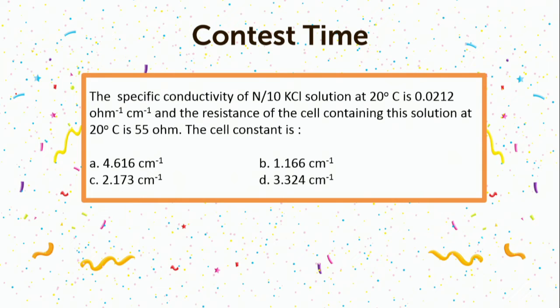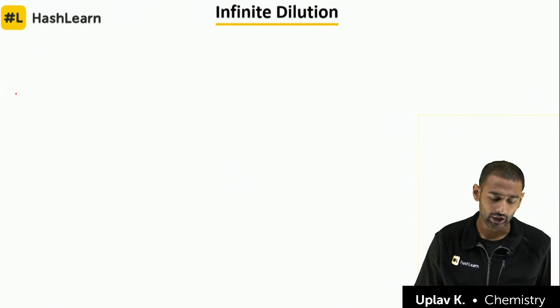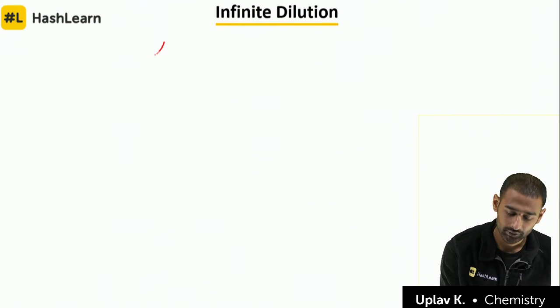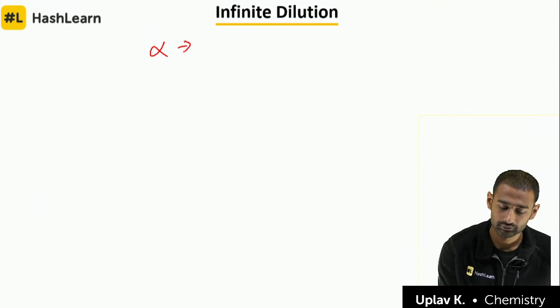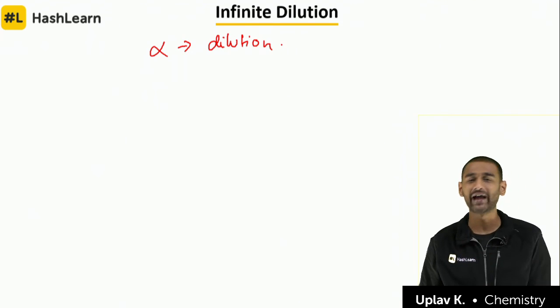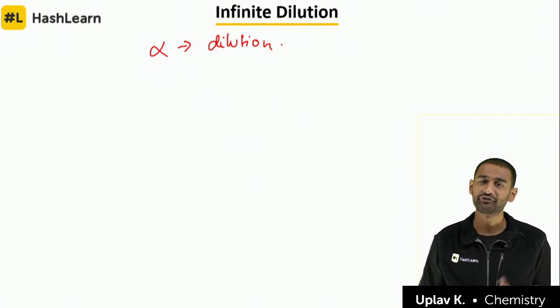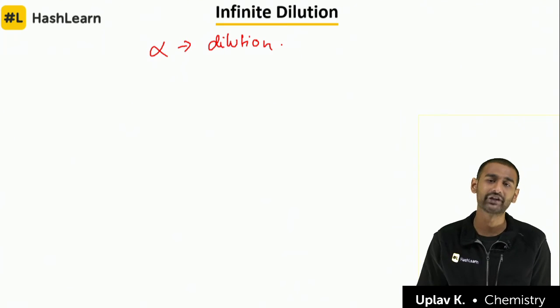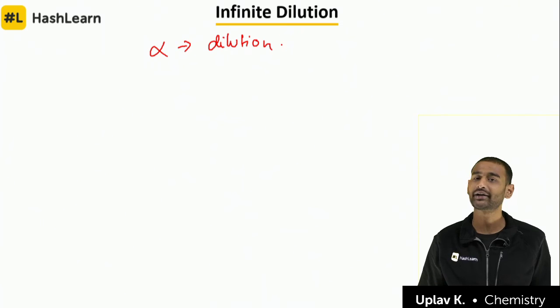Now let us move on to the second part. What is the concept of infinite dilution? We discussed that alpha is dependent on dilution. If you increase the dilution, the degree of dissociation will increase. If the degree of dissociation increases, can I say that the conductance value will also increase? Because more ions means more conductance.